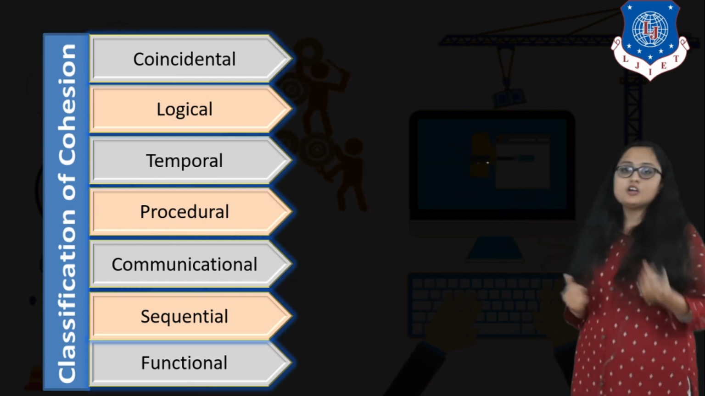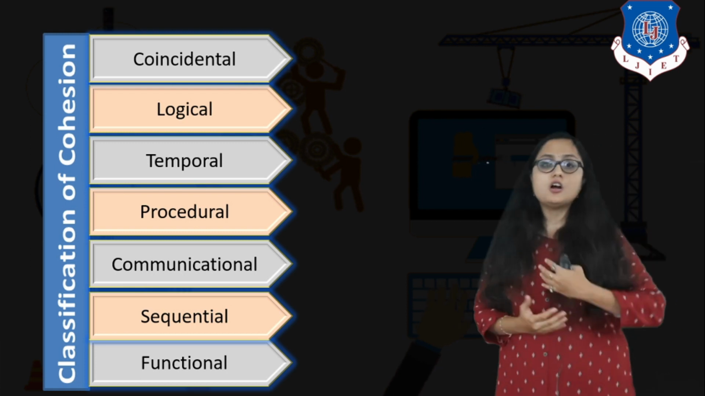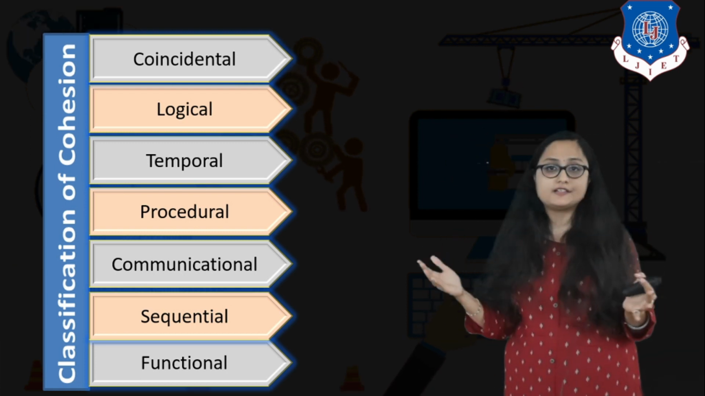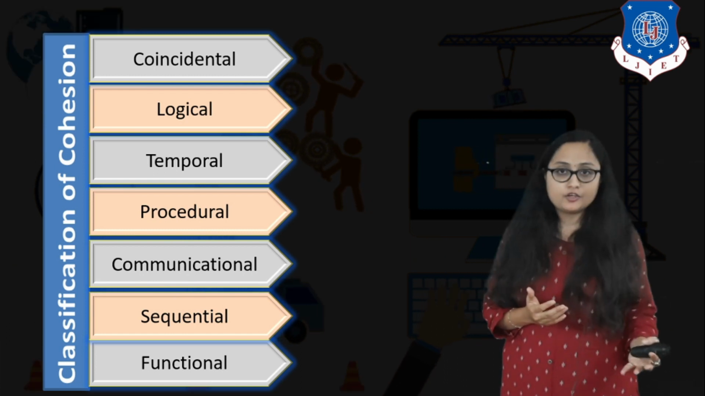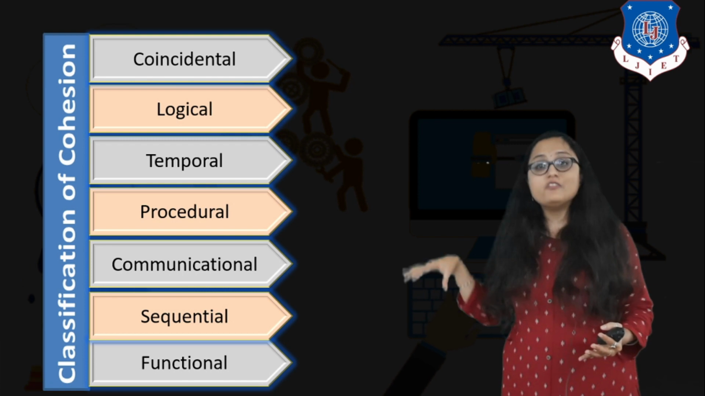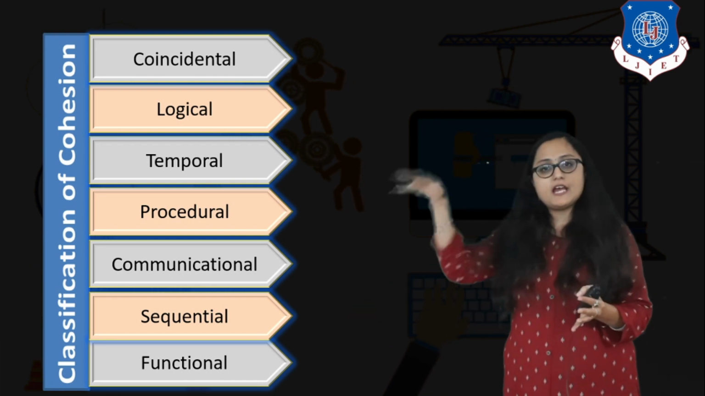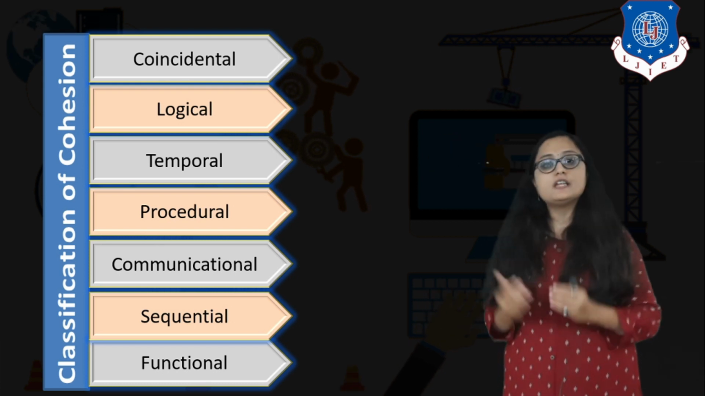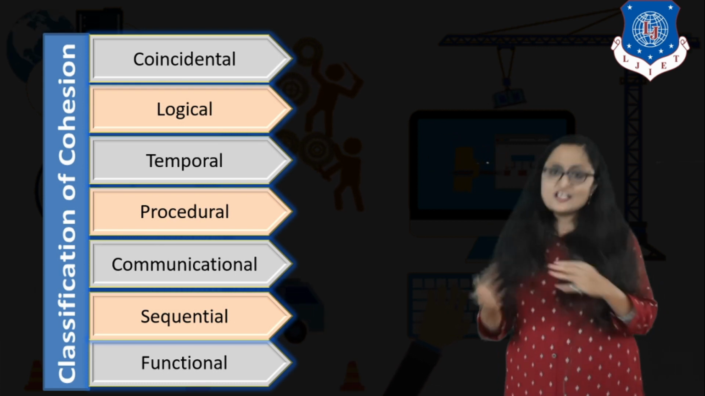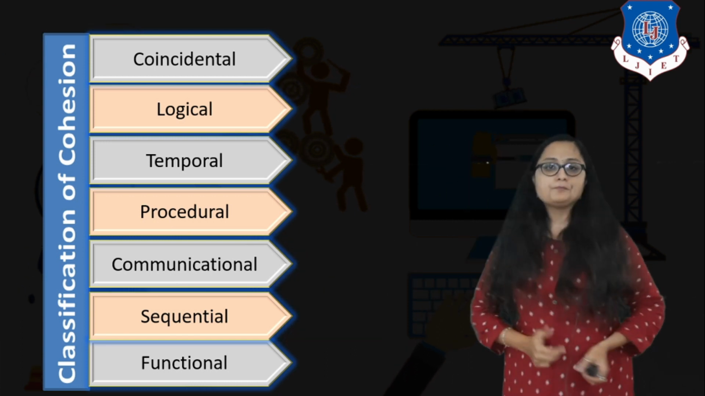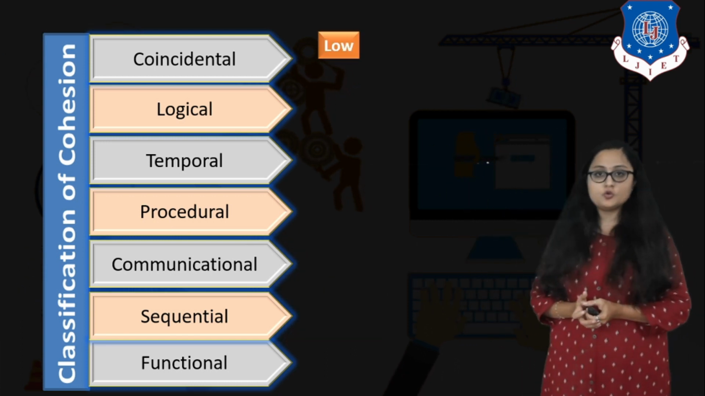So in the software industry, if you are developing a module which consists of totally unrelated activities like printing a record, getting the input of a customer, and validating an input, these three activities are totally unrelated to each other, yet you have put them into a module just to divide it into modules, right? That sort of cohesion is known as coincidental cohesion.